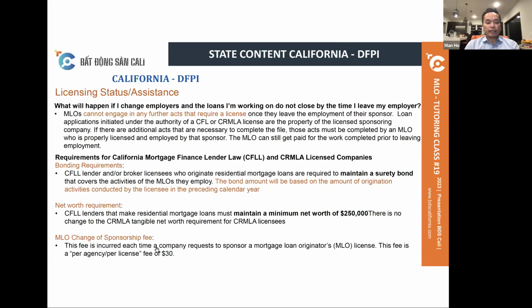MLO change sponsorship fee. This fee is incurred each time a company requests us to sponsor a mortgage loan originator license. This fee is a per agency, per license fee. So let's say you're joining a broker, and that broker is going to have to pay a $30 fee to sponsor you.